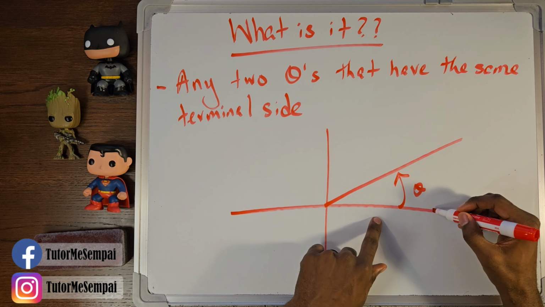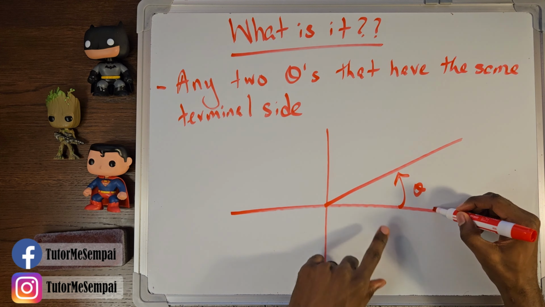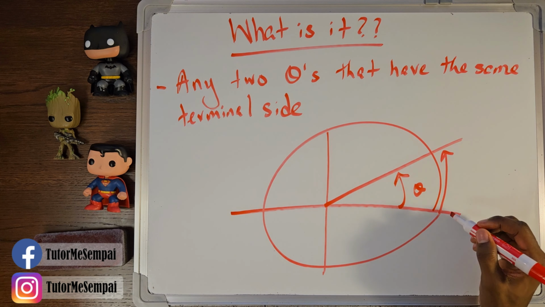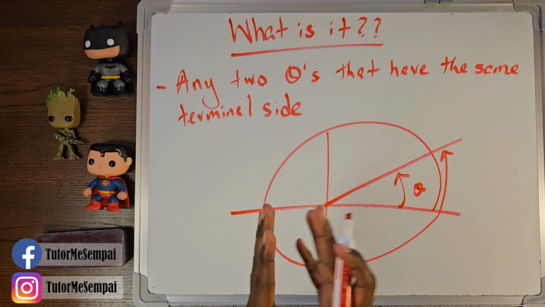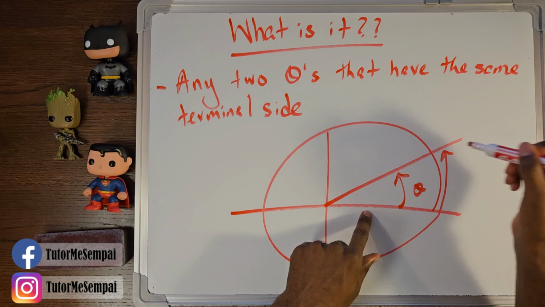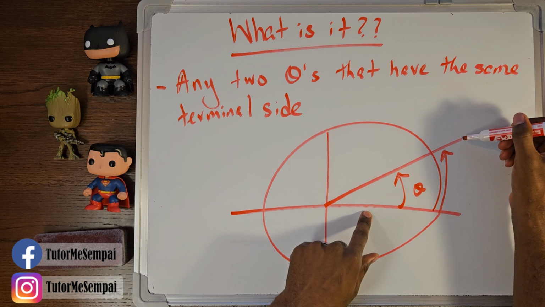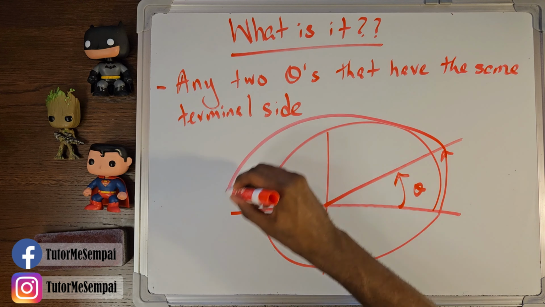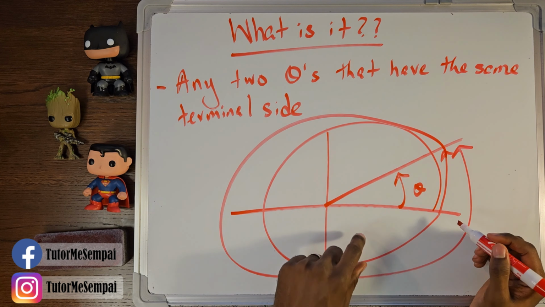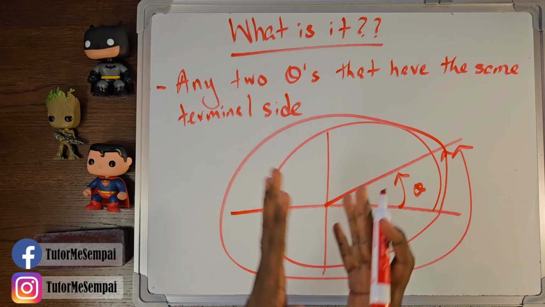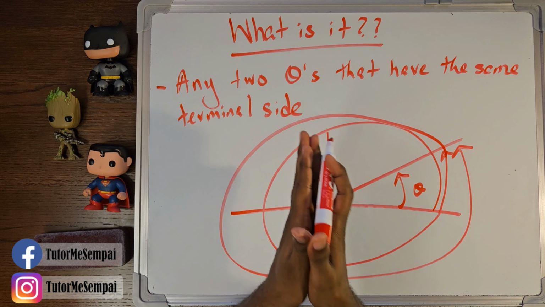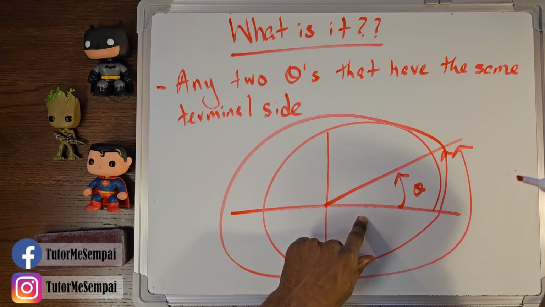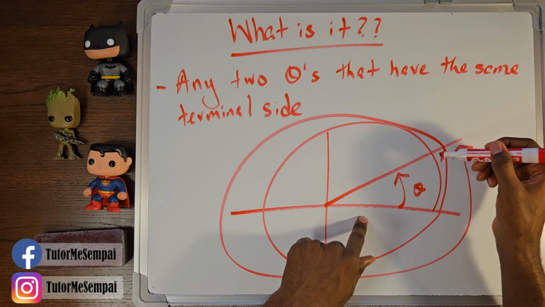That means that if you're starting here and you go a full 360 degrees and then you hit this line, you are considered a coterminal angle because you are stopping here. Let's say you did 2 loops. Instead of just 1 loop, you went all the way around and did it again and hit that same line. Doesn't matter. You are still considered a coterminal angle because you're always starting at the x-axis and ending at the same terminal side.